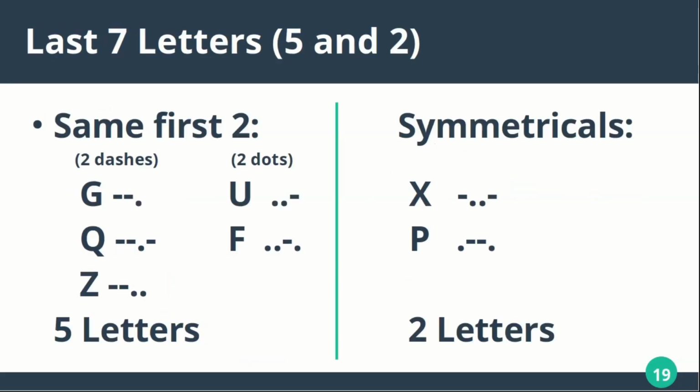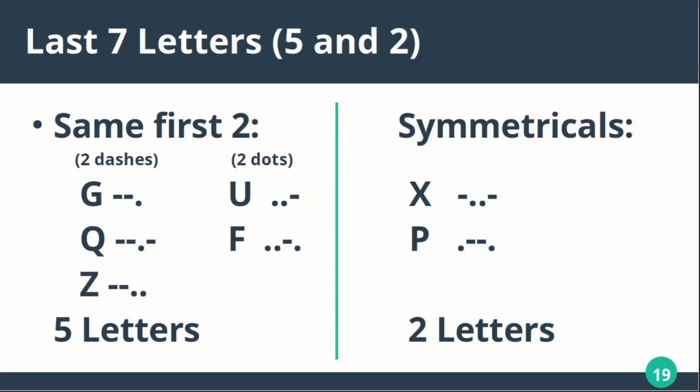Now, finally, the last 7. The way I split these up is a group of 5, which you see on the left side, and a group of 2 on the right. Those were the last and hardest ones to learn. On the next few slides, you'll see some of my memory hints to learn these. But again, it all comes down to practice. There's really nothing else you can do. Just practice, practice, practice. Okay.